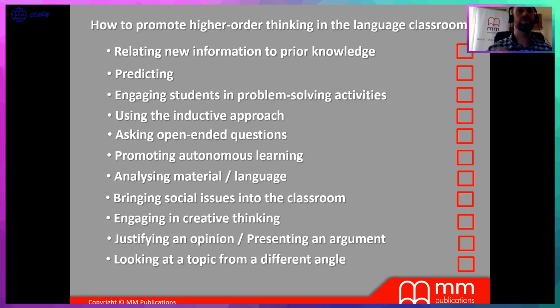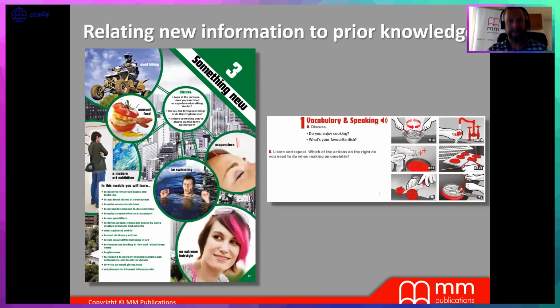So how can we promote higher order thinking in the language classroom? These are some points here. I'm going to show you some examples taken from one of our series, Pioneer, and see how we can exploit the content from each course book. Now, relating new information to prior knowledge. This is very important because it is also a way of connecting students' background knowledge to what we're going to be introducing in the text.